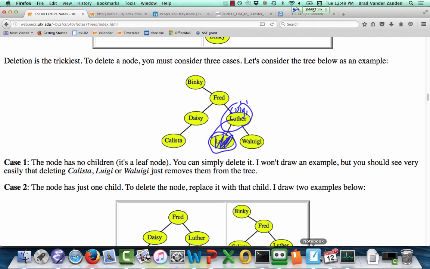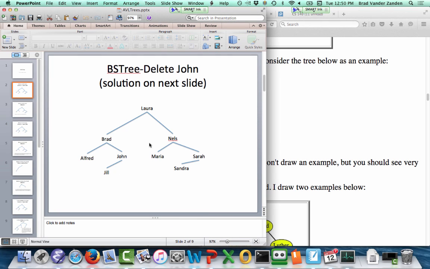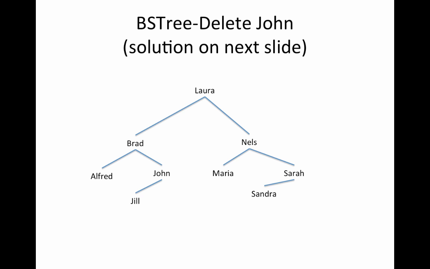Okay, so it's time to try your own. So I got two exercises for you. So in this one we are deleting John. So try to delete John from this particular tree. These are great problems for the final, by the way. Like, guaranteed to be on the final.